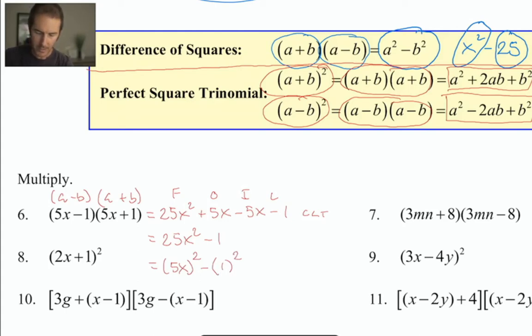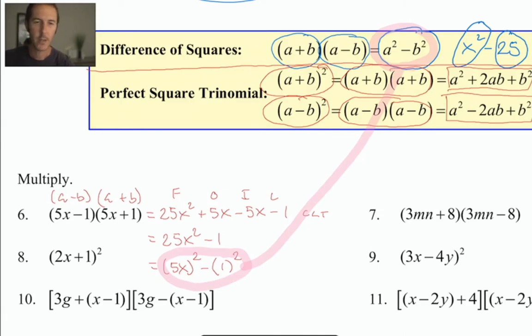So I want you to see that this pattern matches with this pattern. My a value was a 5x, and if I square it, I get my 25x squared. And my b value was a positive 1, and if I square that, I still get 1. And if I put a minus sign between those, I end up with my a squared minus b squared, which in this case is 5x squared minus 1 squared, which when you simplify that and do that little bit of multiplication, you get 25x squared minus 1.